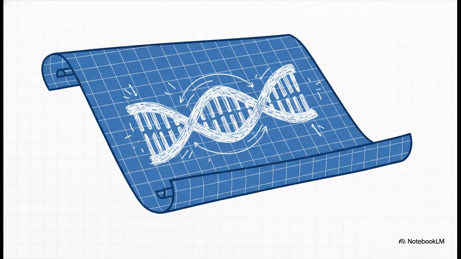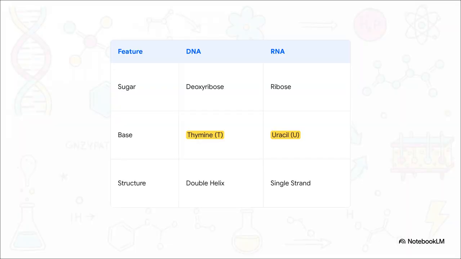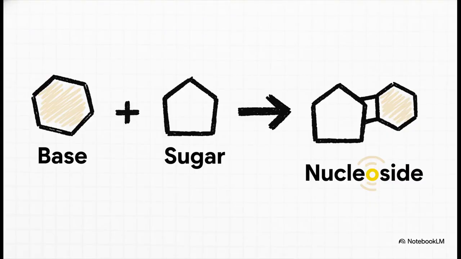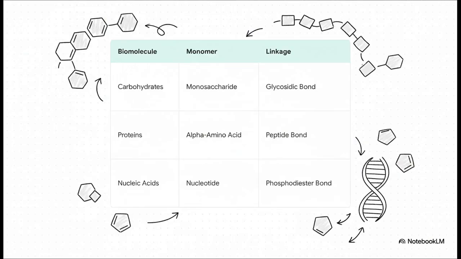All right, last but not least, nucleic acids. This is literally the blueprint for life itself. If you break a nucleic acid all the way down, you get these three basic parts. And you've heard of DNA and RNA, right? They differ in their sugar, bases, and structure. Okay, stick with me. A base plus a sugar gets you a nucleoside. See the S? Now add a phosphate to that and you've got a nucleotide. That's the real monomer.